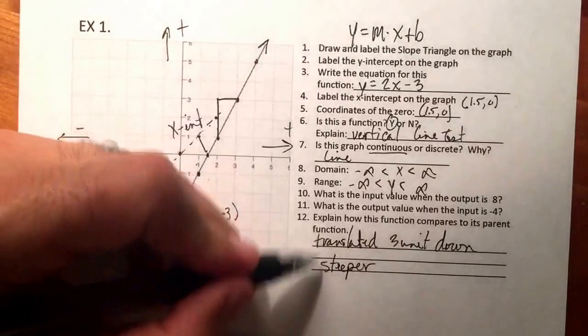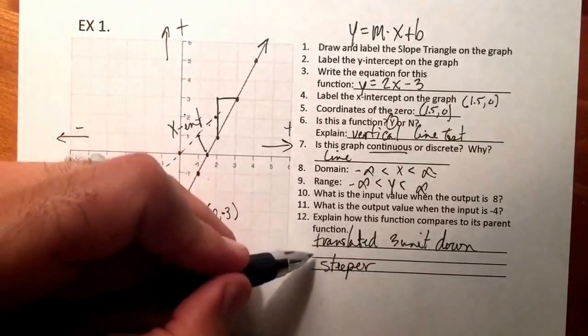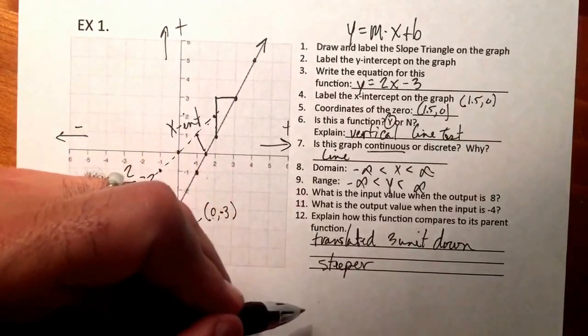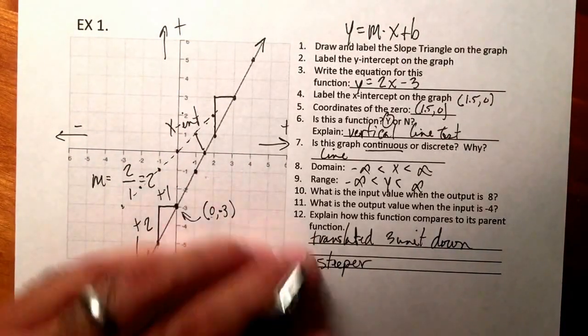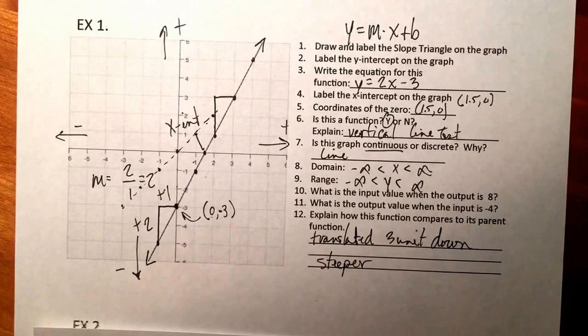And believe it or not, folks, that's all you need to write for this. You tell me how far it goes up and down, how many units, and then tell me is it steeper or less steep. That's everything you need to do for this problem. The next video will show you how to construct the table.